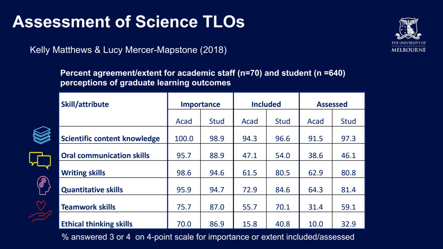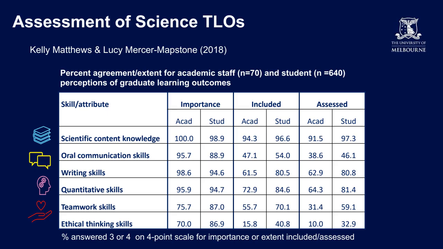This is a subset of the data showing the perceived importance of the skill and the extent to which the skills are perceived to be included and assessed in the curriculum. As you can see, all of the skills were considered important to students to varying degrees, but teamwork and ethical thinking skills were less important to academics. Although this work was in 2018, and I would think that we might get a bit of a different result now, given the impact of Gen AI. Notably though, in terms of inclusion in the curriculum, almost all skills were perceived to be underrepresented relative to science content knowledge, and many skills were not well recognised in assessment.